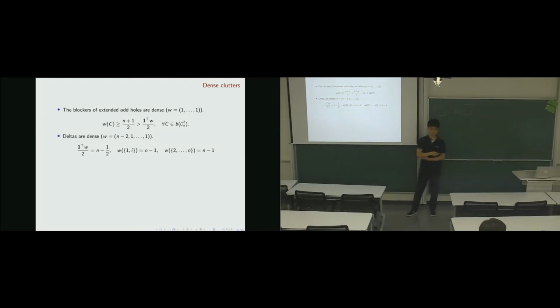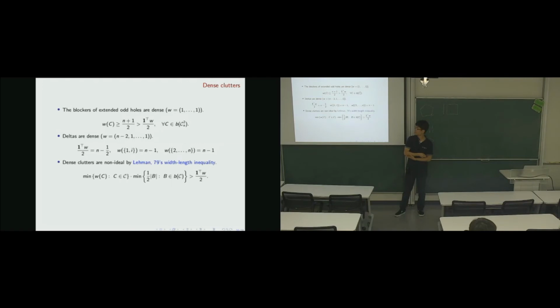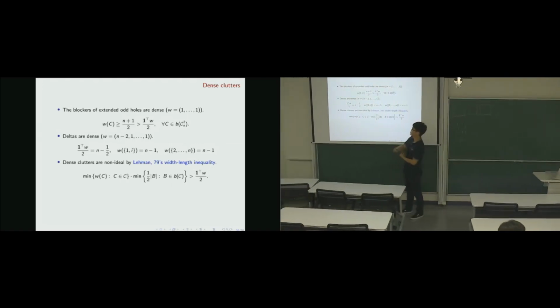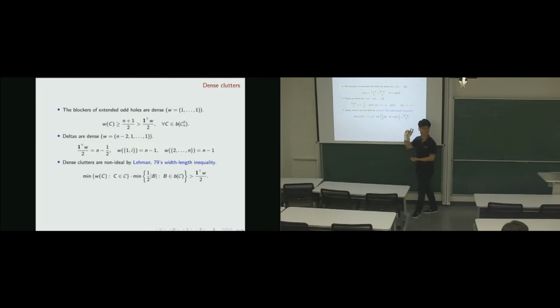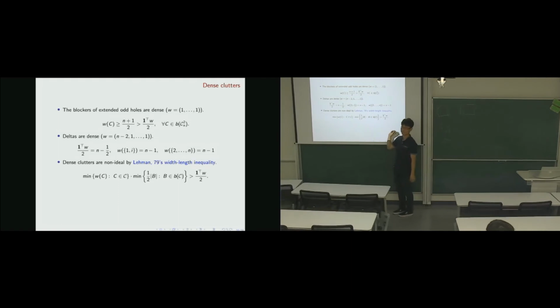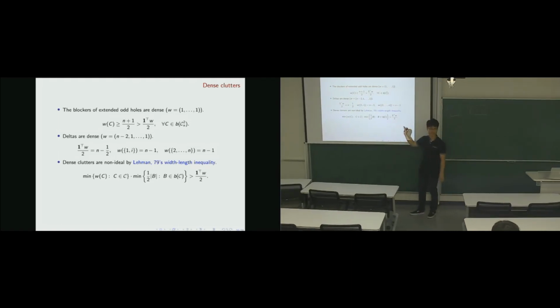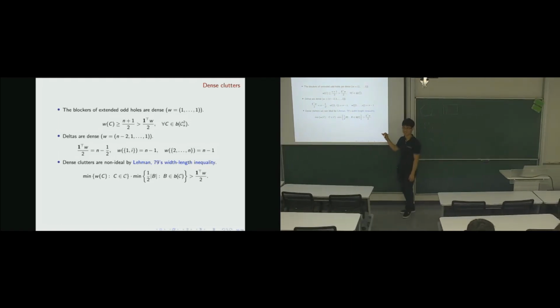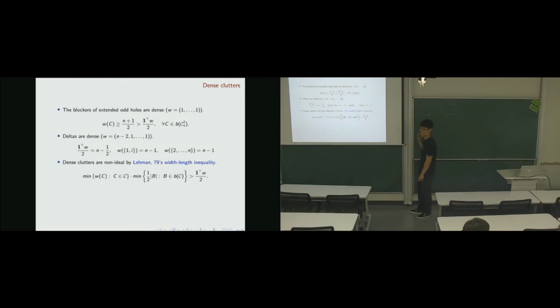Okay. I've shown that the blockers of extended autos and deltas are non-ideal. But you can actually prove that dense clutters are non-ideal, by something called the width-length inequality by Lehman. Because this is kind of important in clutter theory, let me just write that down here.